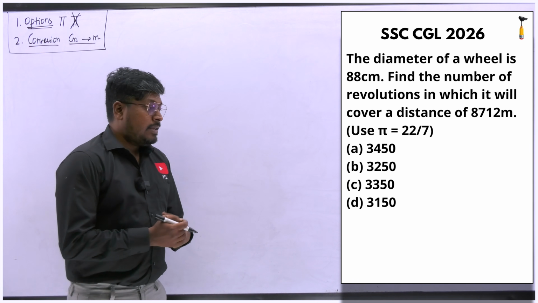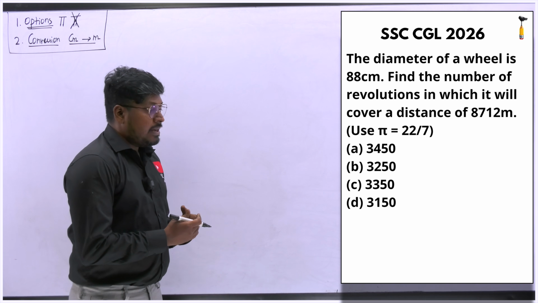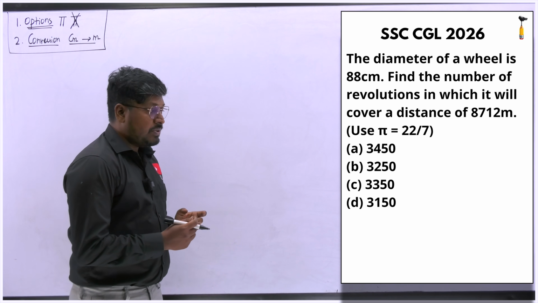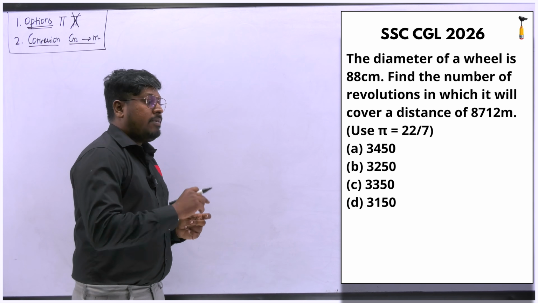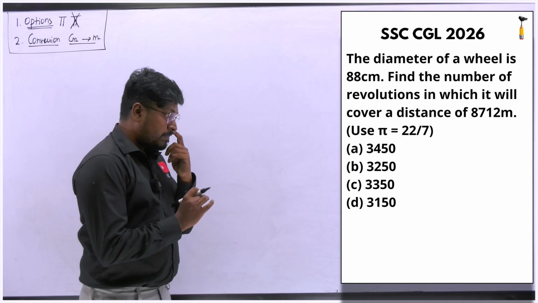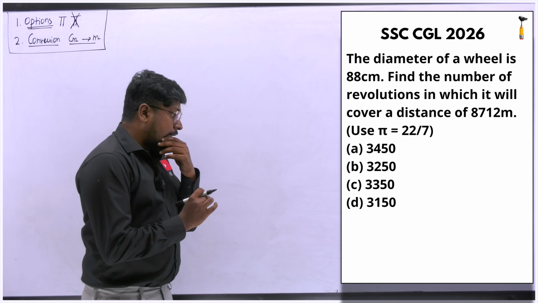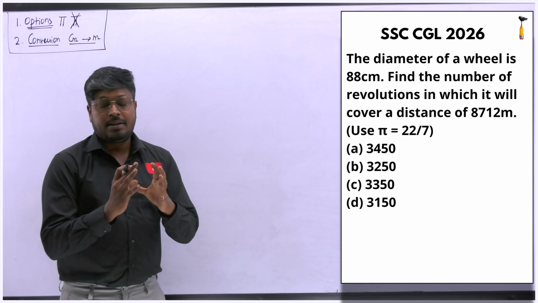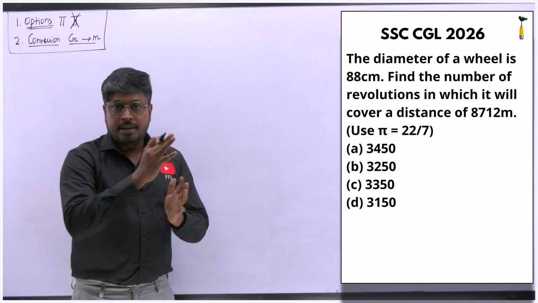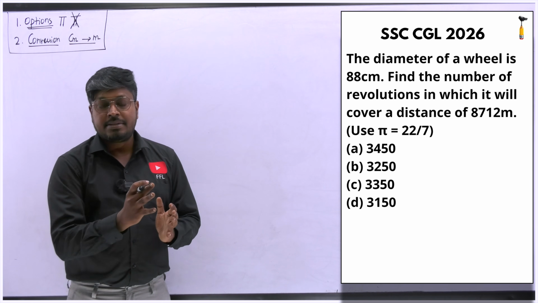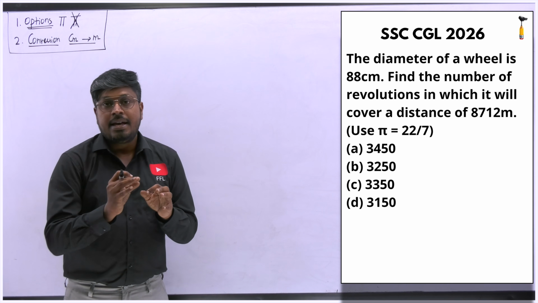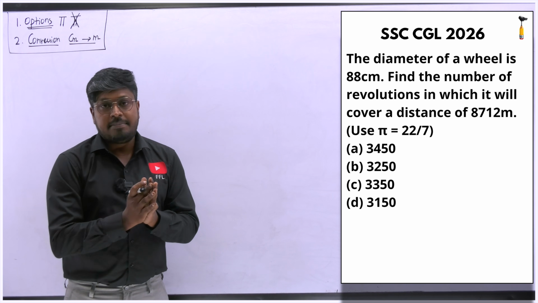Next question. The diameter of a wheel is 88 centimeter. Find the number of revolutions in which it will cover a distance of 8,712 meters. See, it's an important concept of a circle. One important concept, like there will be a roller which rolls 22 times, and what is the total distance covered by the roller. So these kinds of questions you can mostly see in the circle part.